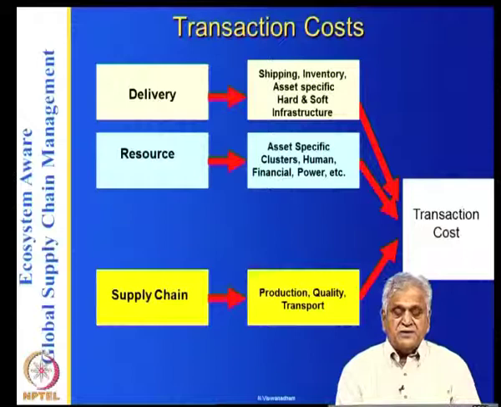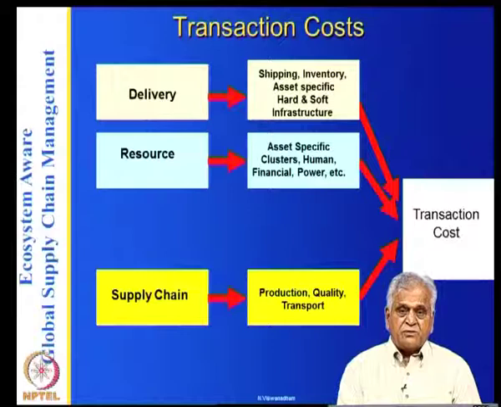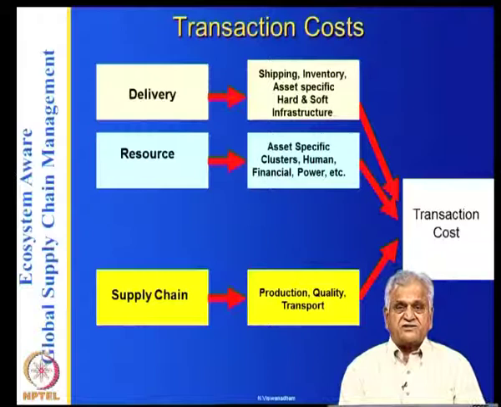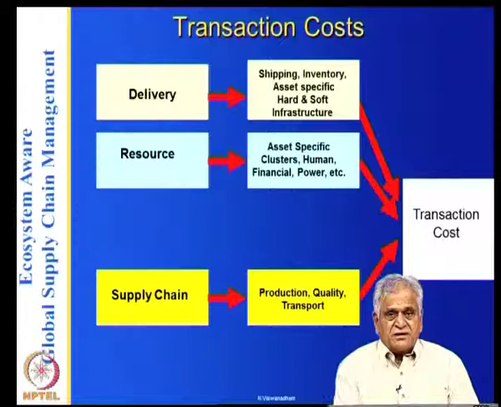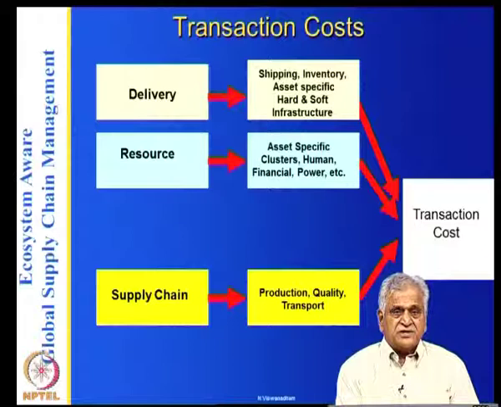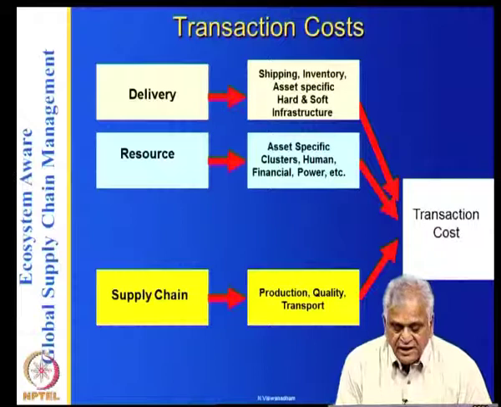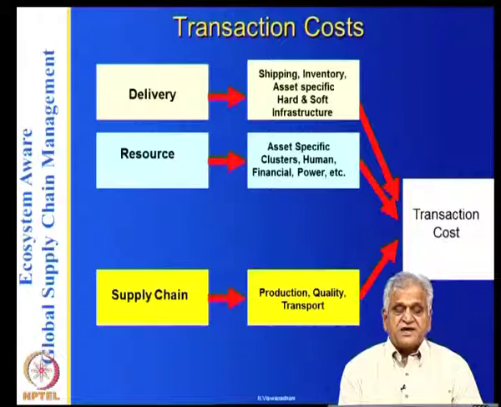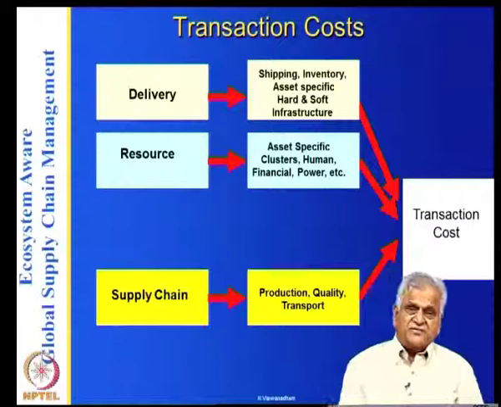That is, the clusters, you may require human resources who are basically, if you are in R&D, you require PhDs who are doing this. If you are in, say, IT, then you require trained IT professionals. And if it is, of course, financial, you require power, etc. So the resources that are there could sometimes be asset specific. Human resources could be asset specific, clusters could be asset specific, and also the power requirements could be huge, depending on the particular industry you have.